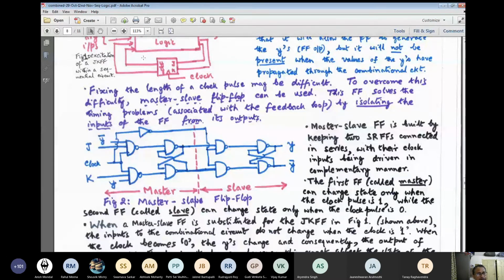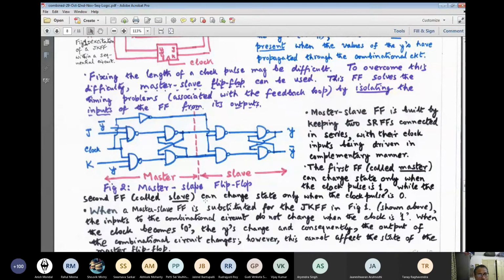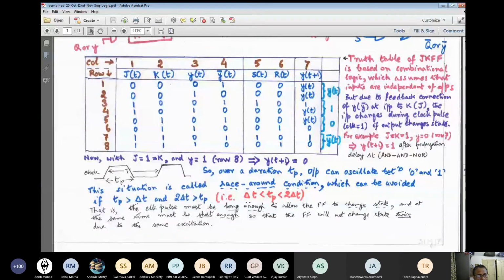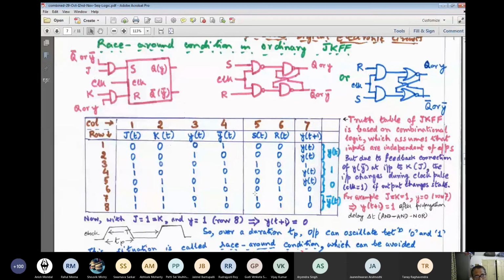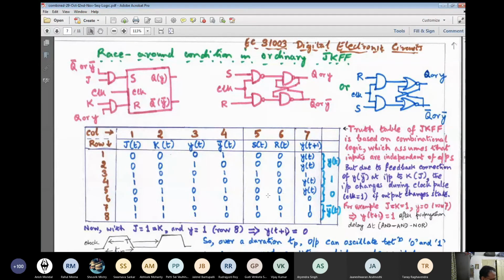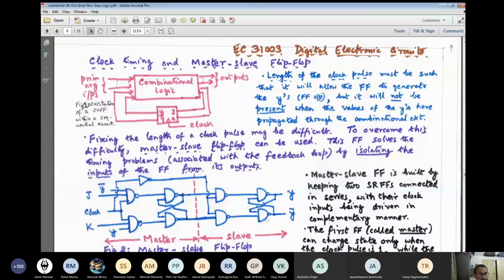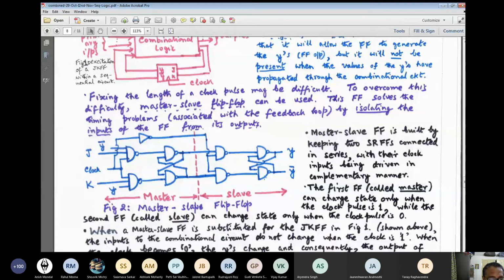This flip-flop, if at all it changes during one period, during one iteration of this sequential circuit, will do so only once. It can change only once, not more than that. Is that clear? So that's about the race around problem that we encounter in an ordinary JK flip-flop, and we can overcome the problem by using a master slave flip-flop. Is it clear, dear friends? Any doubt?